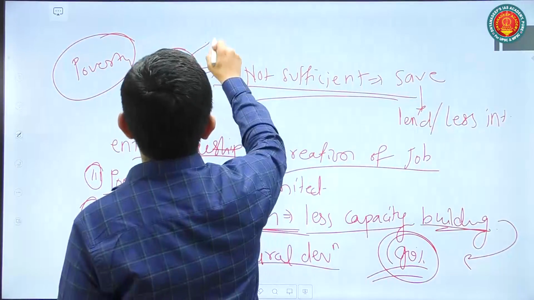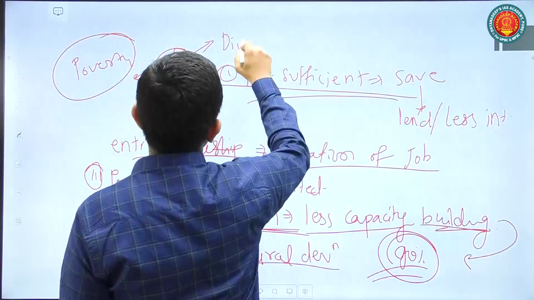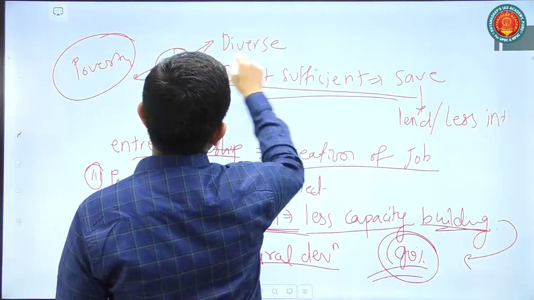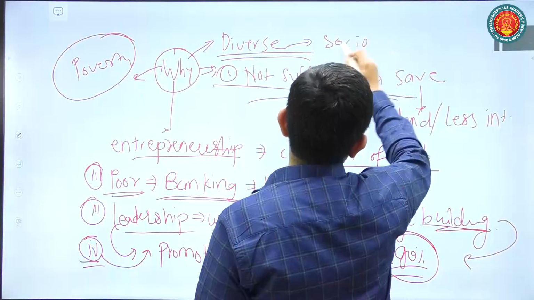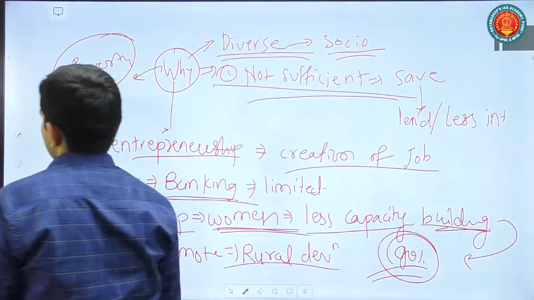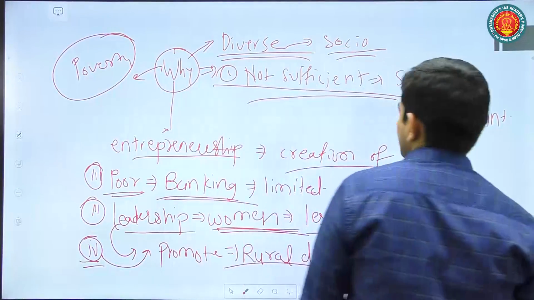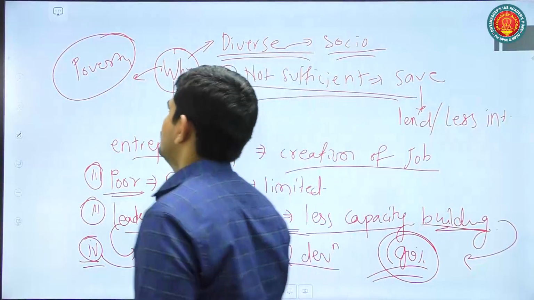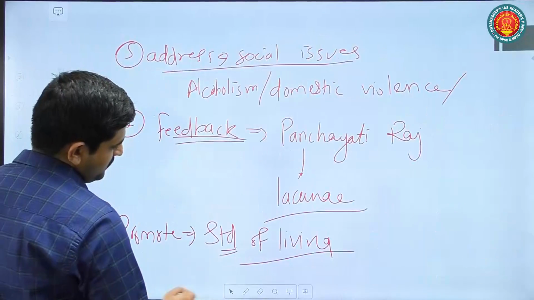Another point of view you can say is that SHGs are needed because we are a diverse country, and the socio-economic background of the people also varies. So through SHGs, people with an equivalent socio-economic background can come together and contribute to the developmental aspect of the overall society. That also you can mention. So that is question number 3. Then we will discuss question number 4.